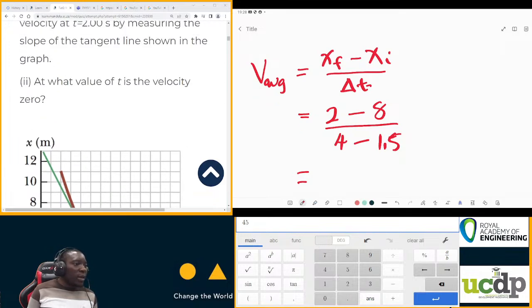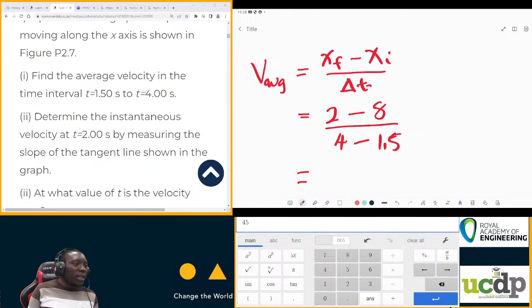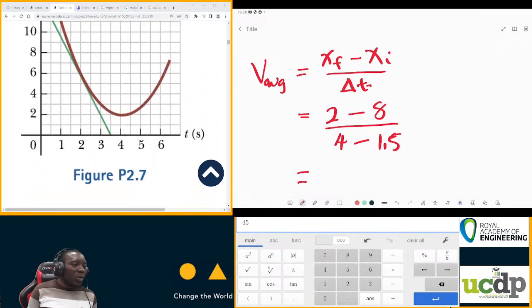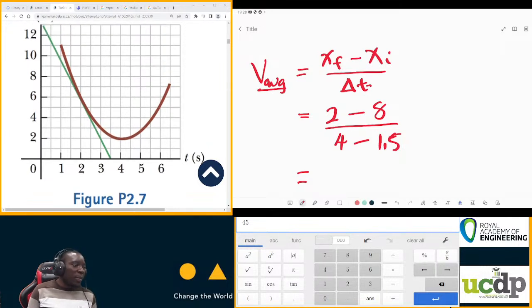So for this first question, we have been asked to find the average velocity in the time interval between t equals 1.5 seconds and t equals 4 seconds. We said we'll get average velocity by simply finding the total displacement over the change in time. So the change in displacement during that time is x final minus x initial along the x, and the final is 2, the initial being 8, that is at 1.5, the value of x is 8. And the time taken there is 4 minus 1.5. So this is negative 6 over 2.5, which is 24 over 10.